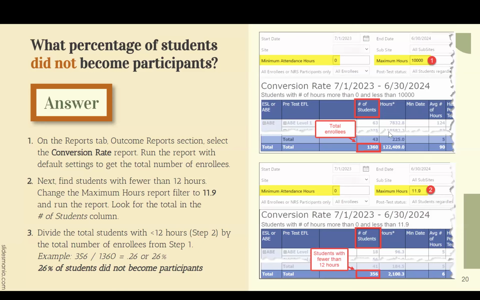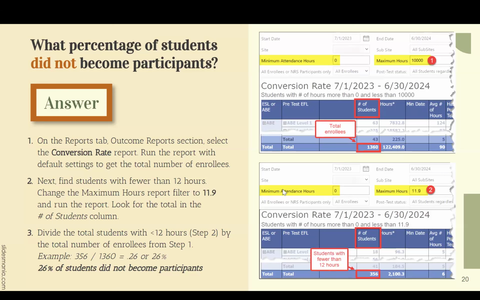But then leave everything else, and it's going to find all students with minimum hours 0, so they're going to have at least half an hour or so, up to a gigantic maximum. So that's going to find everyone, all your enrollees. What's interesting about this report, if you compare it to the level gain report, because it looks a lot like it, is it's going to have all the levels, the ABE 1, 2, 3, 4, 5, 6, but also a section for no level. If you have students who never got a test because they came and went before they even got tested, they're going to be down in a no EFL, which is similar to the table A having the no EFL.